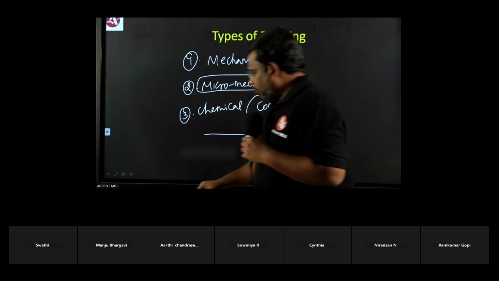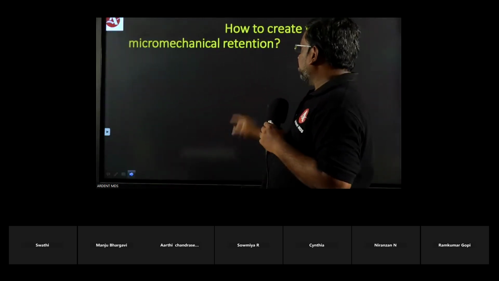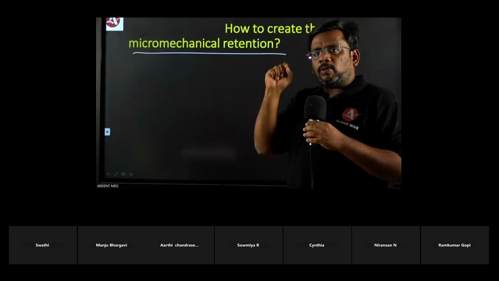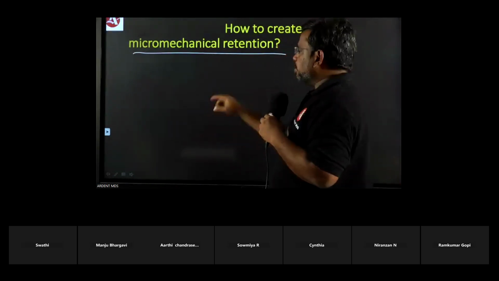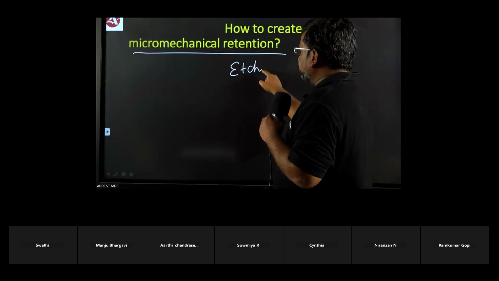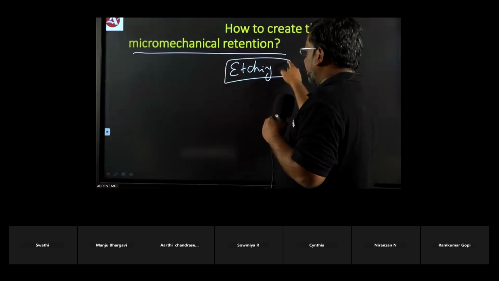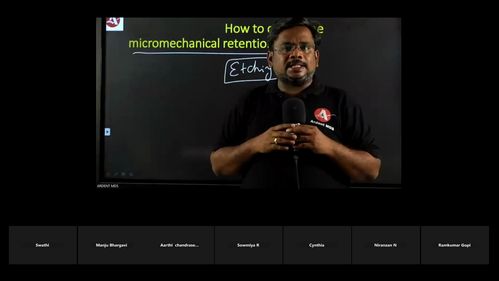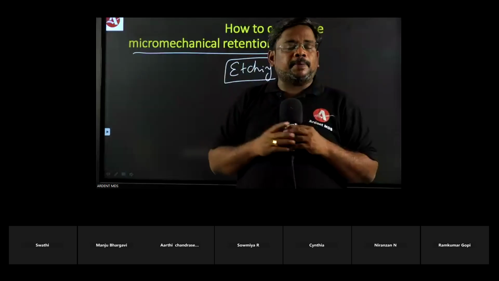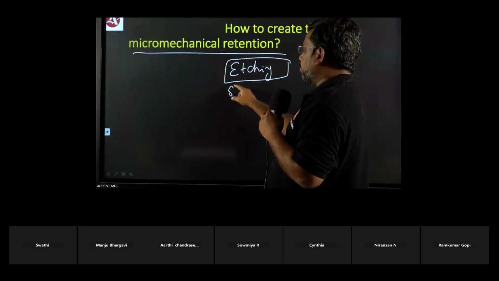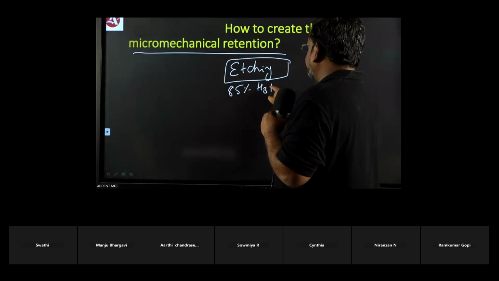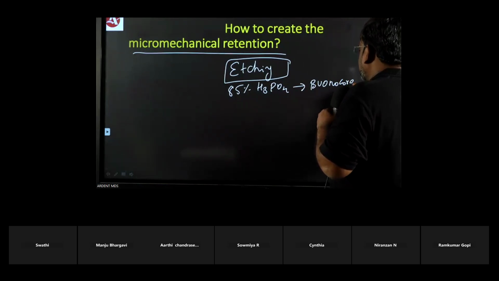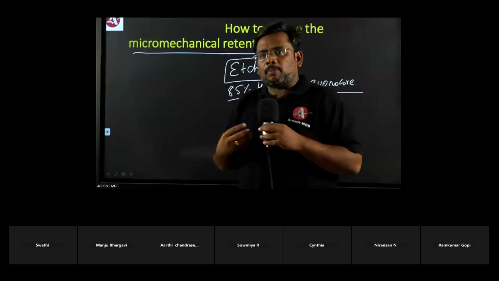Now, to create the micromechanical porosities, you need to do something called etching. Those days they used an etchant called phosphoric acid 85 percent, which is the concept given by Buonocore. This is the original phosphoric acid, but now it was modified.